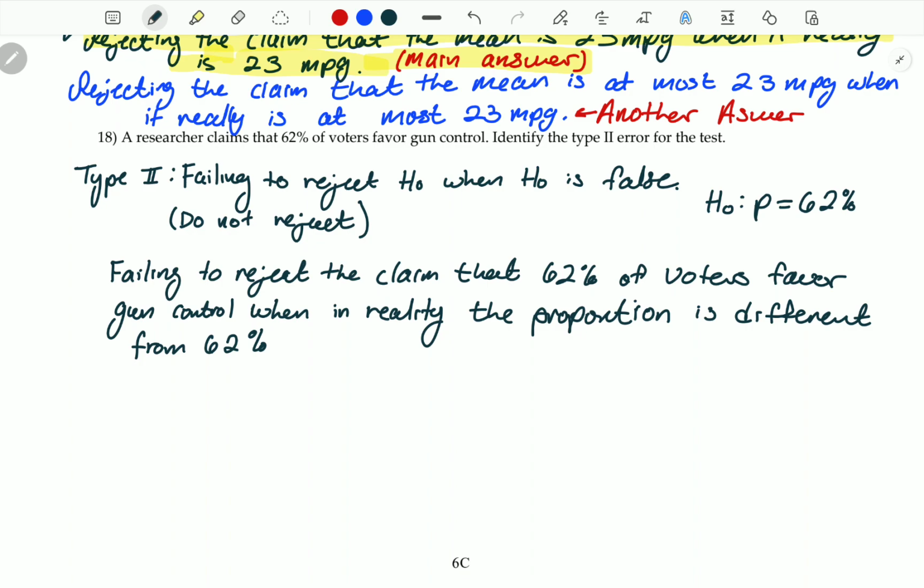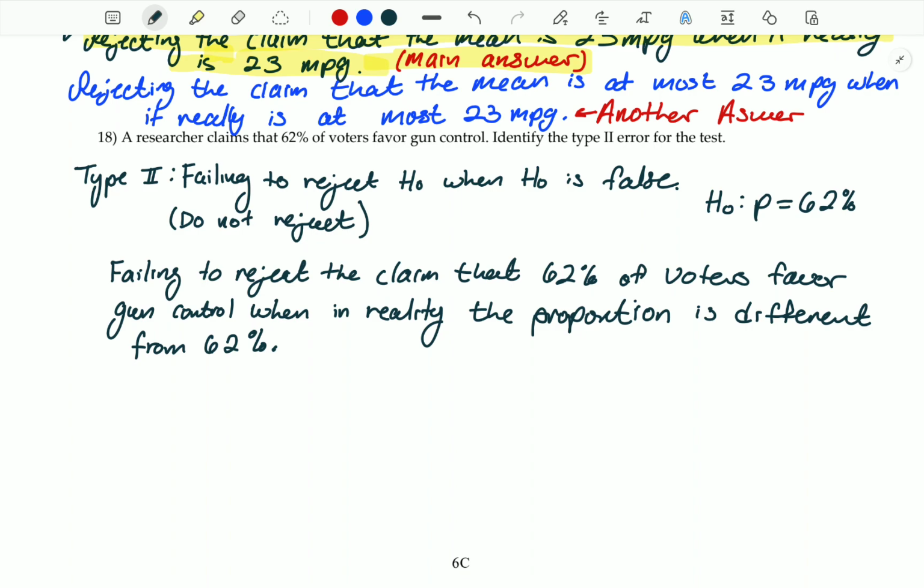When in reality, the proportion is different from 62%. So if we fail to reject something, then we can also say that we are accepting it. We accepted the claim that 62% of voters favor gun control, but in reality, the proportion is different from 62%. If we fail to reject, we are accepting. It is a type 2 error if we're accepting false information. Therefore, this is how you write your type 2 error.